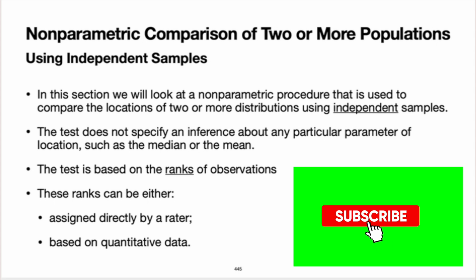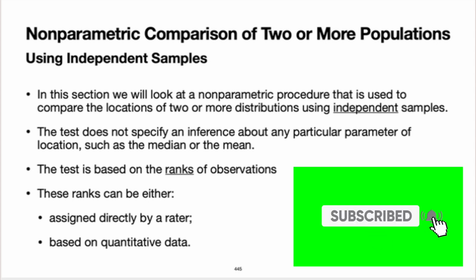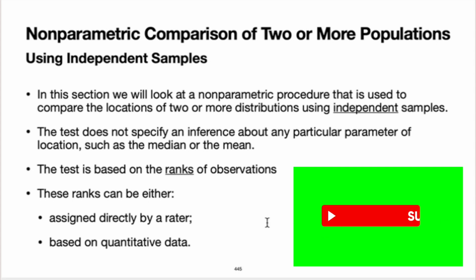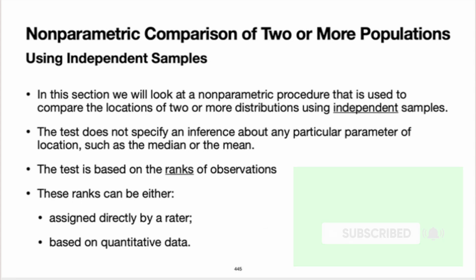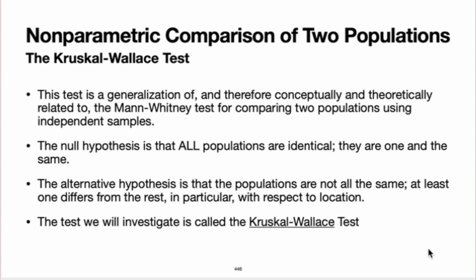Again, the test is based on the ranks of the observations, and these ranks can be either assigned directly by a rater or based on quantitative data that is sorted. The test is a generalization of, and therefore conceptually and theoretically related to, the Mann-Whitney test for comparing two populations using independent samples that we've already looked at. And so the ideas in looking at this test should be fairly familiar to us.